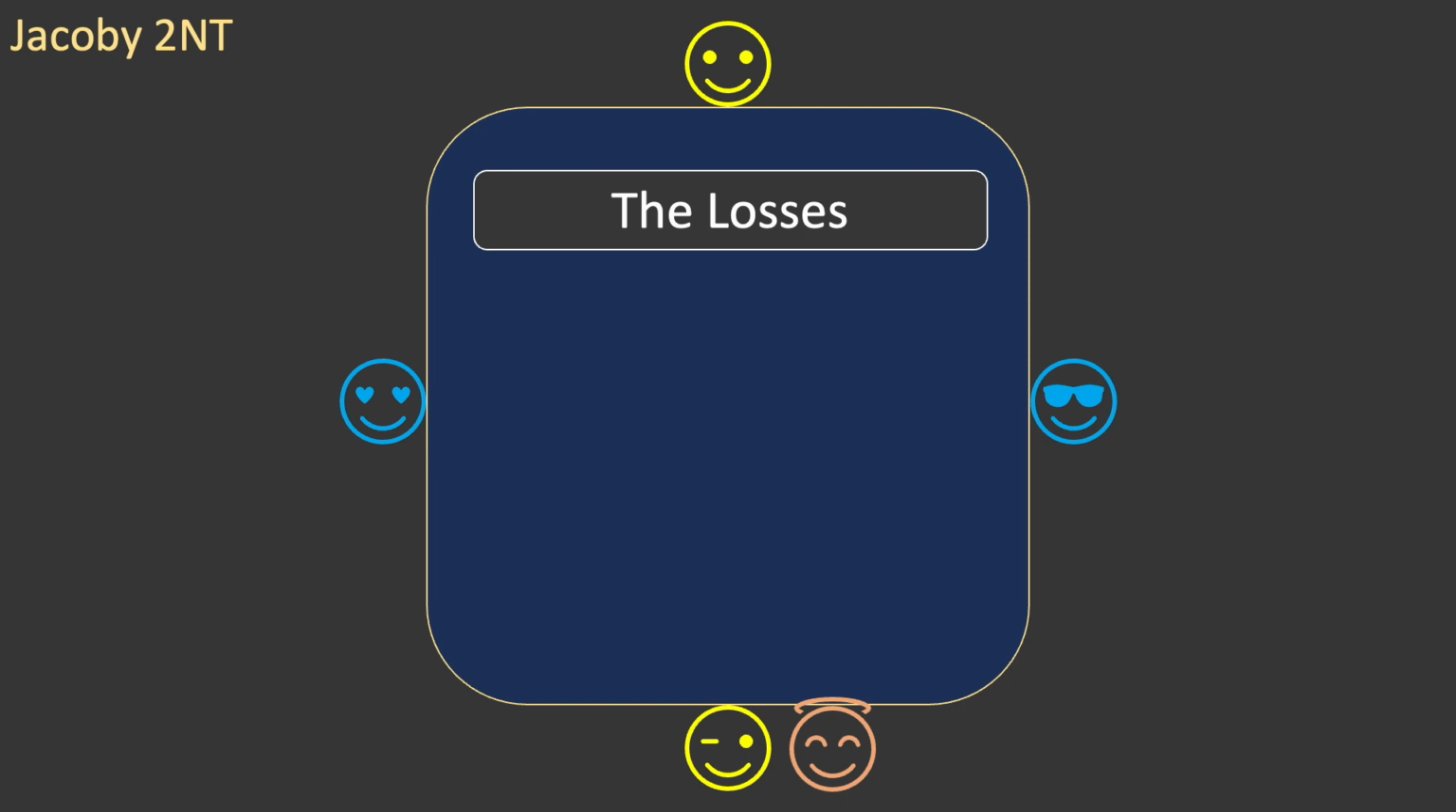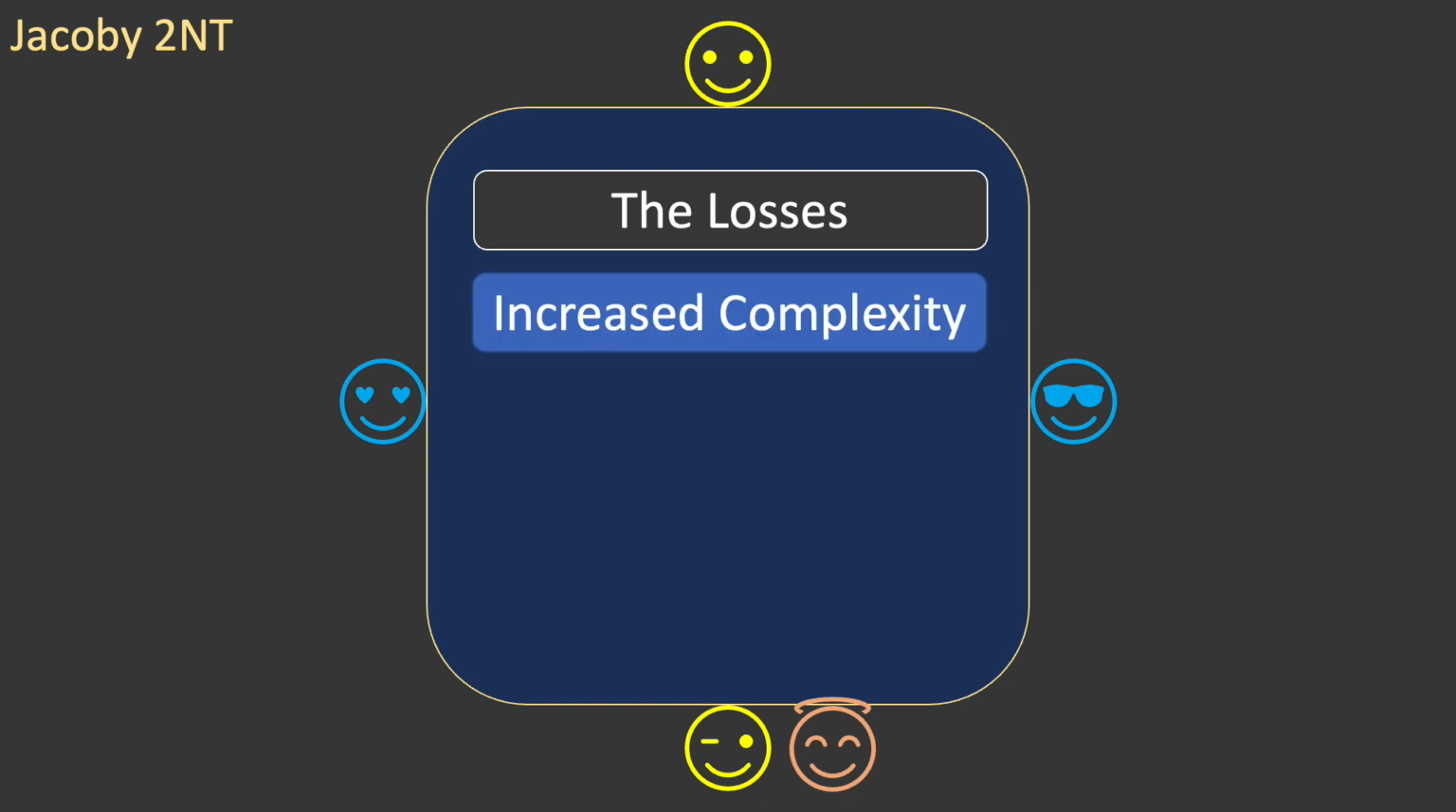Now, let's consider what is lost by using this convention. As with all conventions that involve artificial bids, the increased complexity of the bidding system is a loss to the partnership. Until the partnership is familiar with the bidding, there can be misinterpretations leading to potential disasters.